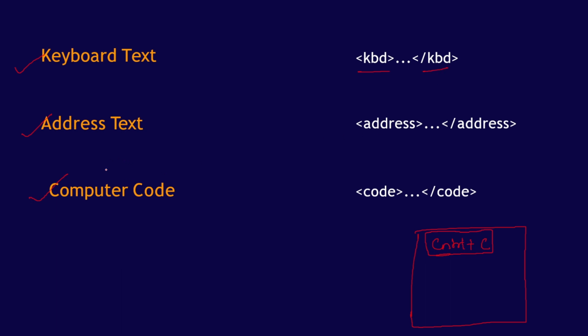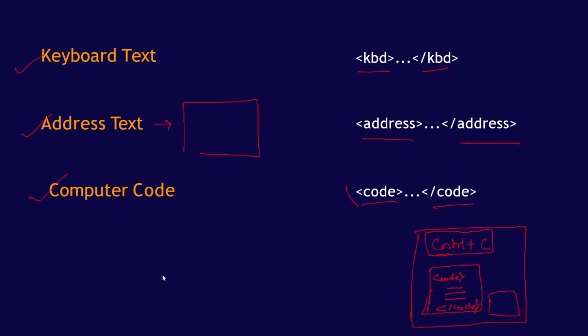In order to display certain address text, say for example, if you have to add a certain address at the end of the page, for that you can use your address tag. In the same way, if you want to add a certain programming code in your page, you can use code open and code close. When you use code open, you can write the code inside and then give a code close. So with these tags, you can specify the keyboard text, the address text, and the computer programming code that is there in your page.